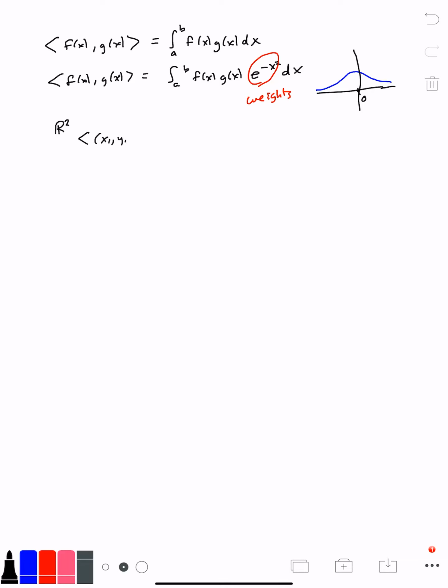You could also look back at, say, R2, and our normal inner product is if you have a point x1, y1 with a point x2, y2. The normal one is just to do the normal dot product, x1 times x2 plus y1 times y2. But if you wanted to, you can get a little creative here, and you can define a different inner product where you do x1 times x2 plus 5 times y1 times y2.